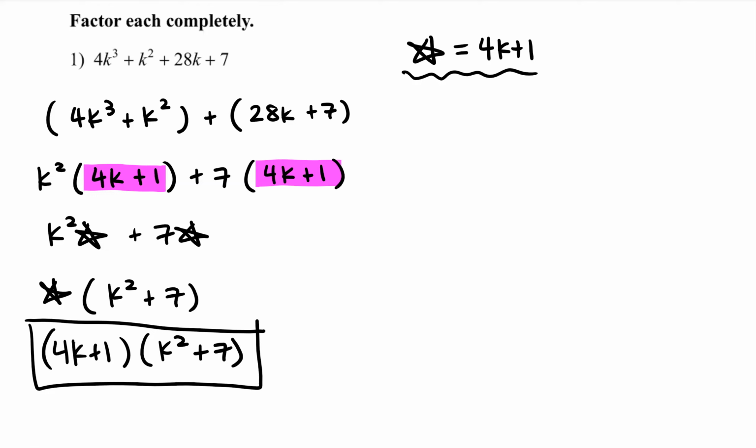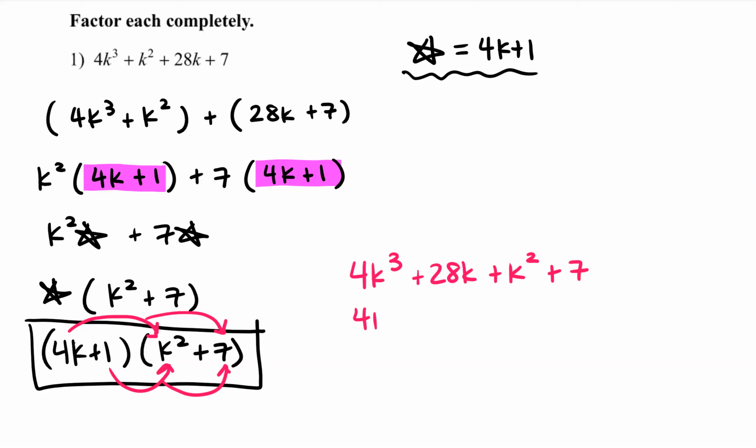And one way that you can check to see if we factored it correctly is by multiplying this out. So let's do that really quickly. 4k times k squared is 4k cubed. 4k times 7 gives us 28k. 1 times k squared is plus k squared, and then 1 times 7 is plus 7. And notice if I rearrange the terms, which I can do, I get back the original expression. So that tells us that we have factored this thing correctly.